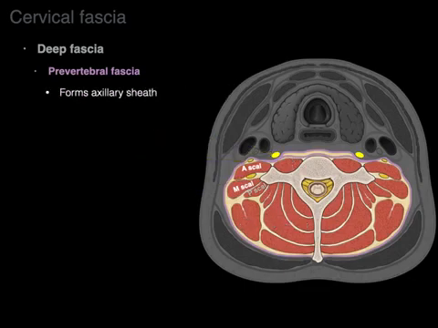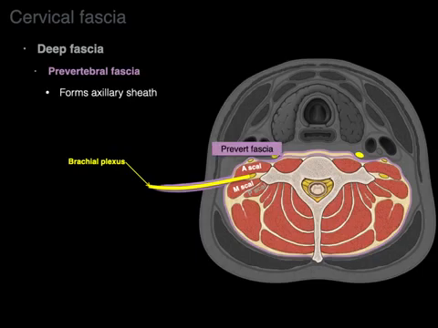The prevertebral fascia forms the axillary sheath. And so what happens when we take a look at that brachial plexus is that as it exits, it pulls the fascia from the prevertebral fascia with it, and it makes a sleeve along with it that we call the axillary sheath, which is enveloping the brachial plexus as well as the subclavian and axillary artery.